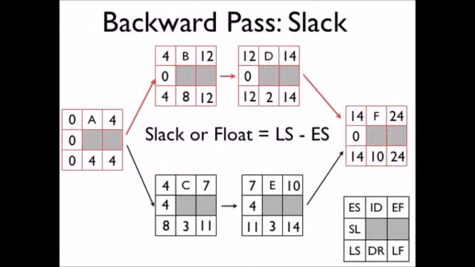So in this case, C could be delayed by 4 days without impacting the rest of the project. Or E could be delayed by 7 days without impacting the rest of the project. However, we cannot delay C by 4 days and E by 7 days together, because that would be a total of 11 days and would in fact impact the project.